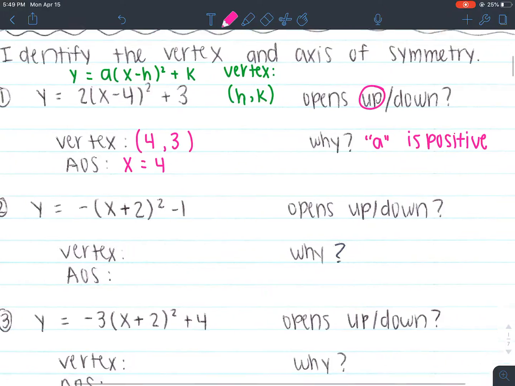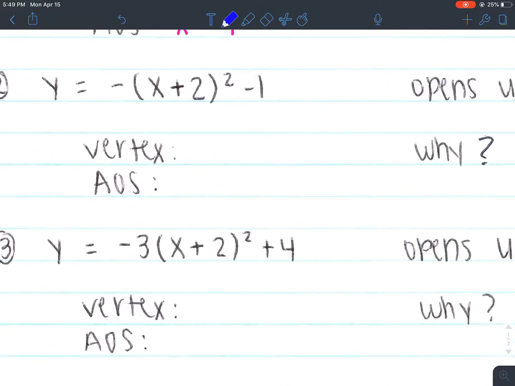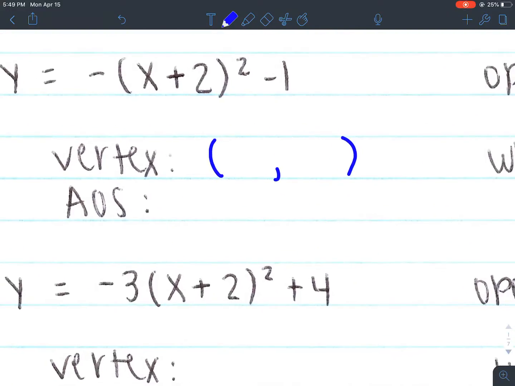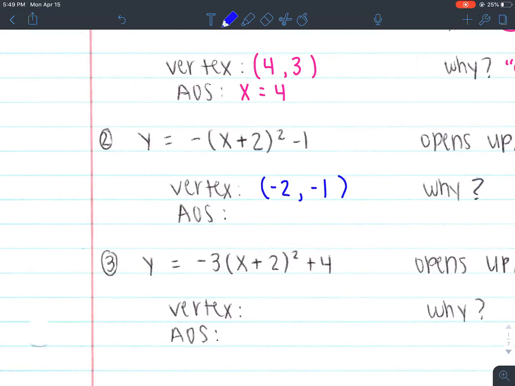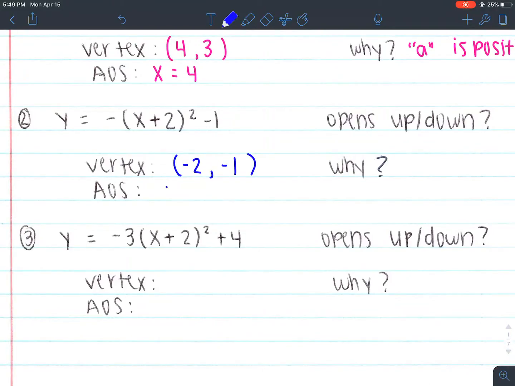All right, next one, we have a new function. So let's go ahead and identify our vertex here. Remember, h is going to be the opposite sign when you take it out. So instead of +2, it is now -2. And then your k is still going to be -1. Again, you don't need to graph. Vertex form gives you the vertex, so you should know it without even having a graph. Axis of symmetry starts with x equals, and it is the x value.